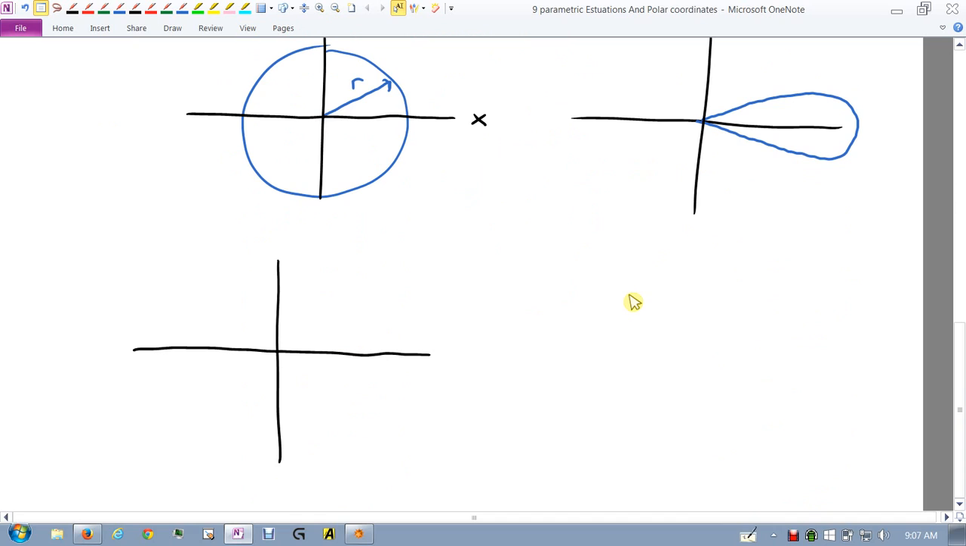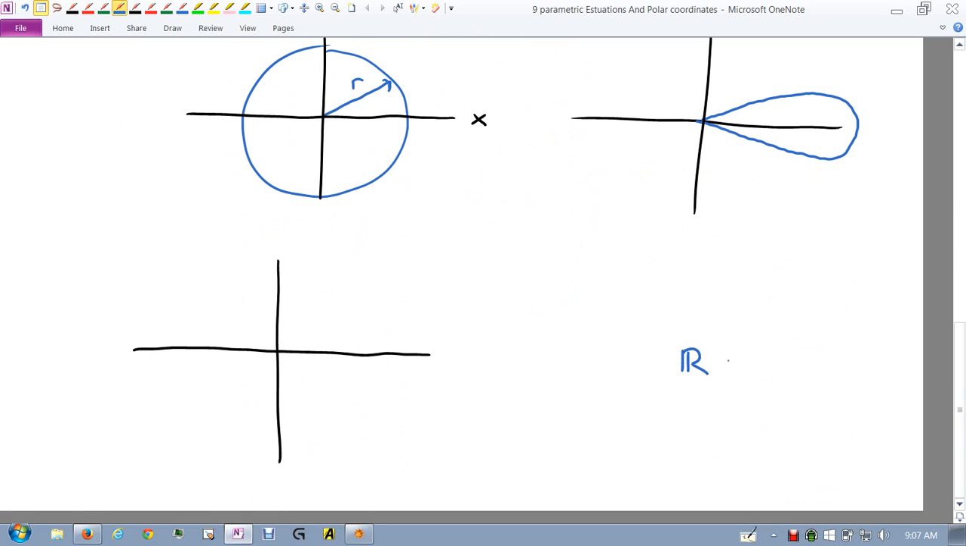Instead, what we're going to do is take a number in and spit out something in two-dimensional space. So we're going to take in our input and spit out a point in the plane. Our input will be a number, but our output will be a point, an x and a y.